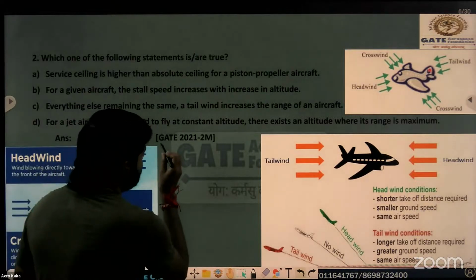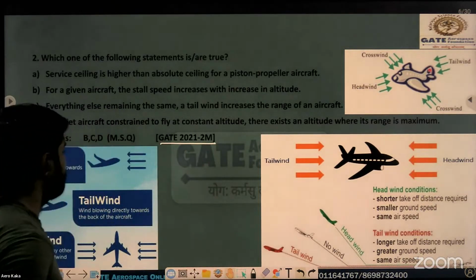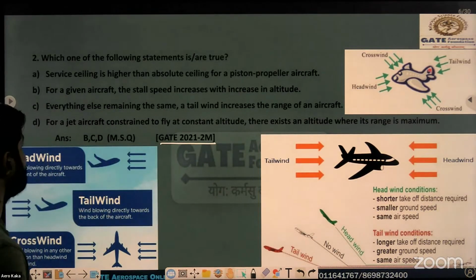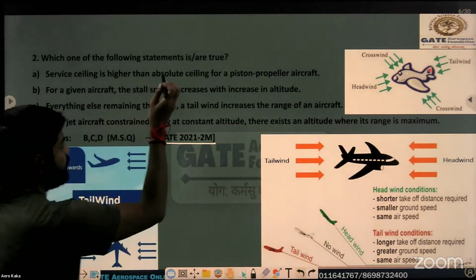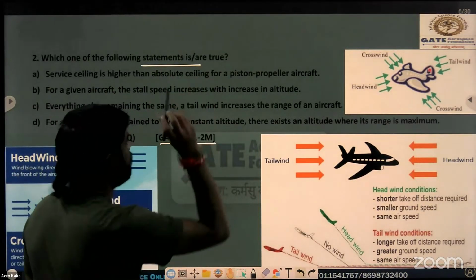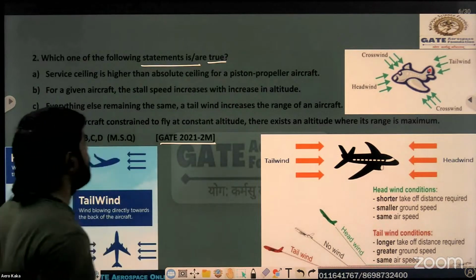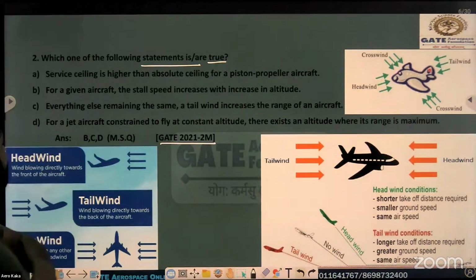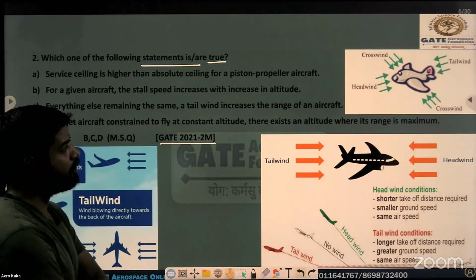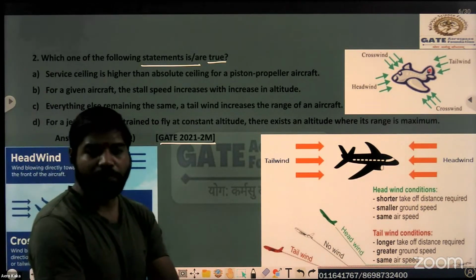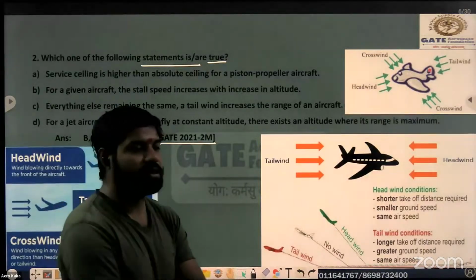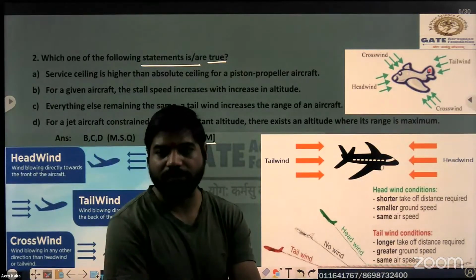Now, let's discuss another question. This question was asked in GATE 2021. It's an MSQ type question. They are asking which of the following statements is or are true. Please consider this one. First one: service ceiling is higher than the absolute ceiling for a piston propeller aircraft. Is it true? False.